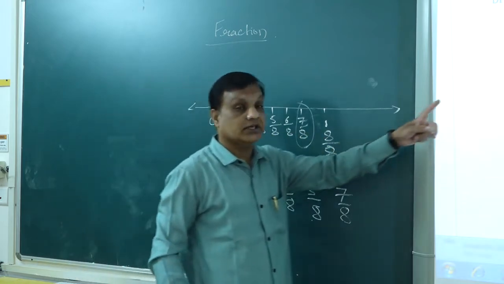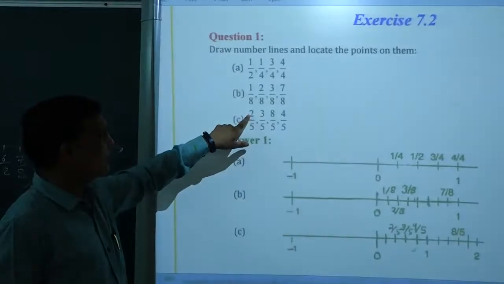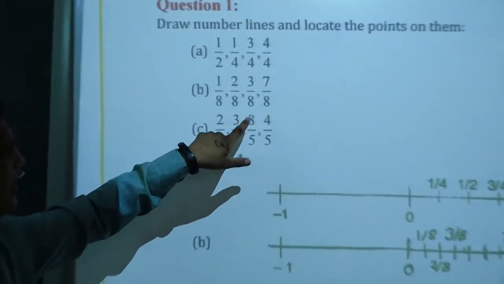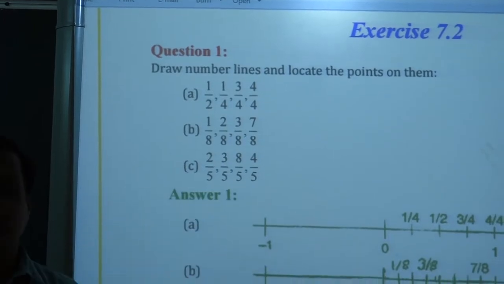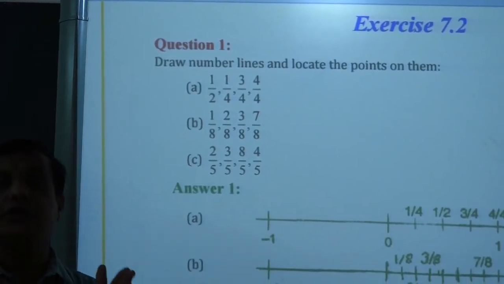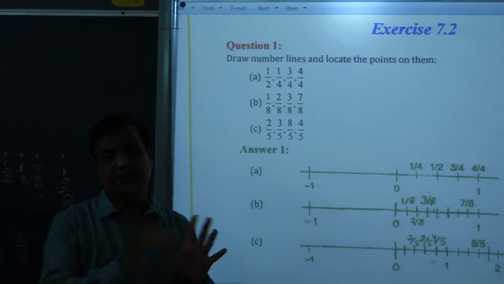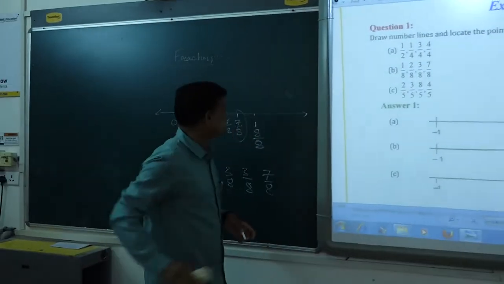Now next come to the third question. The third question, 2 upon 5, 3 upon 5, 8 upon 5, and 4 upon 5. Again, the denominator is what? 5. So one number you have to divide into how many parts? 5 parts. So again, come on the board. I will show you the problem.